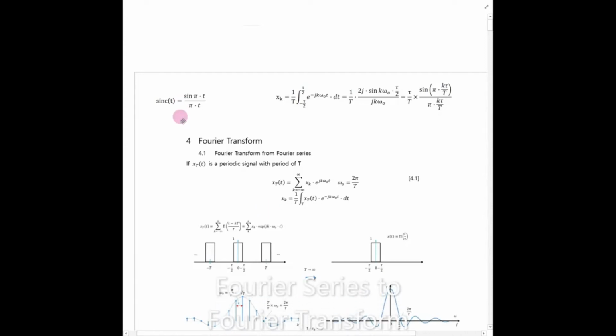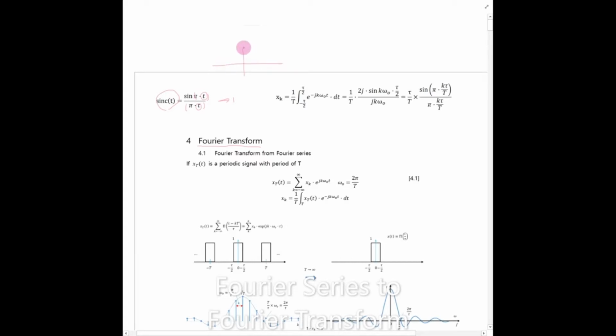Today we are going to study the Fourier transform. The Fourier transform is closely related to the Fourier series expression. Before that, I'd like to let you know about the sinc function, expressed by sin(pi t) over pi t. As t goes to 0, it approaches unity. And the pattern looks like this.